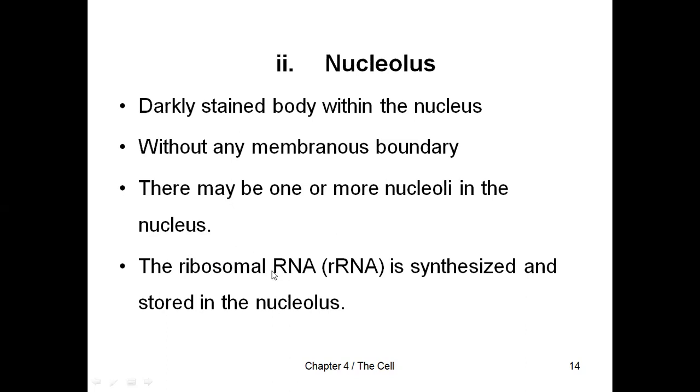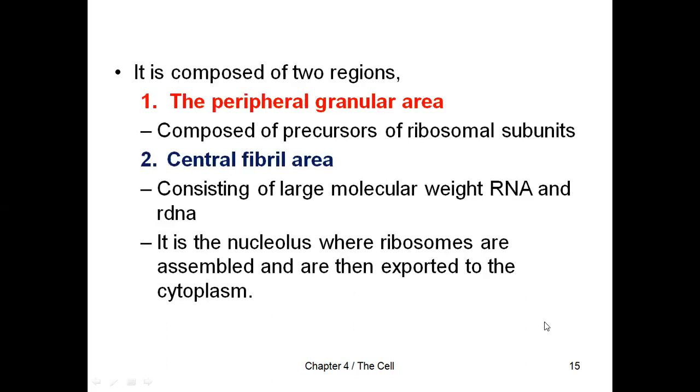The ribosomal RNA is synthesized and stored in the nucleolus. This is the function of the nucleolus. Now, the nucleolus is made up of two regions. The peripheral region, the outer region, is composed of precursors and ribosomal subunits, which is present at the corners, at the sides.